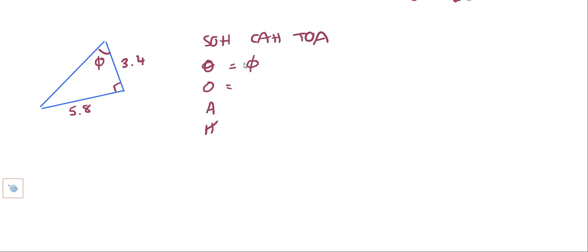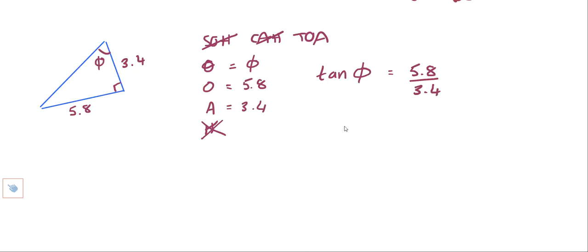Okay, so opposite would be 5.8, and then adjacent would be 3.4. And we don't need the hypotenuse. So we get rid of all the ones with H in it, so it would be tan. So we then have tan theta equals 5.8 over 3.4. So if I want to know the angle, we do tan to the minus 1 of 5.8 over 3.4, and that equals 59.6 degrees.